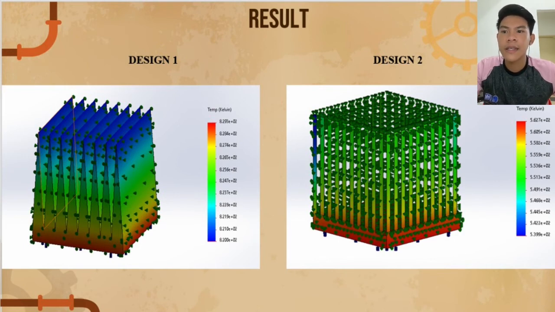For the second design, we can see that heat dissipates not so well, and there are only 1 or 2 fins that have the blue color. Here, the heat starts at highest at 5.6 to 7 exponent of 2 until the coolest is 5.399 exponent power of 2. So based on these two designs, design 1 has better heat dissipation.